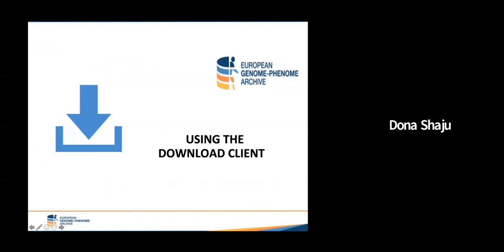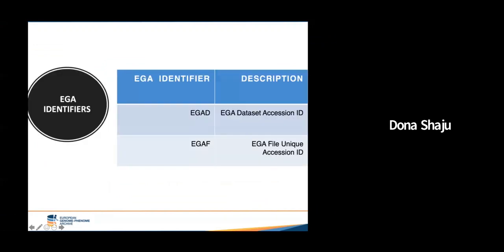So next is about using the download client. If you are new to the EGA download client, it will be very beneficial to know the different identifiers that are there in EGA. So the two major identifiers are EGAD and EGAF. EGAD stands for the EGA dataset accession ID. That is the unique accession ID that we have given for each dataset. And EGAF stands for the unique accession ID for all the files in the dataset.